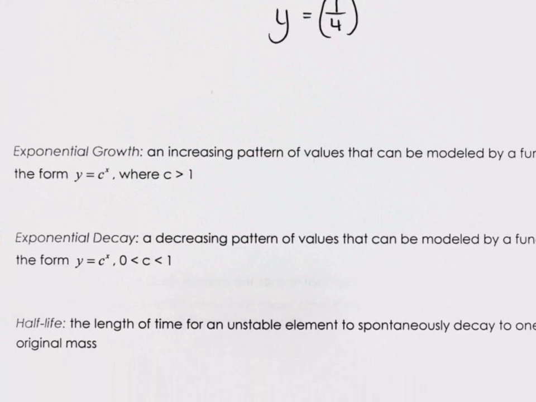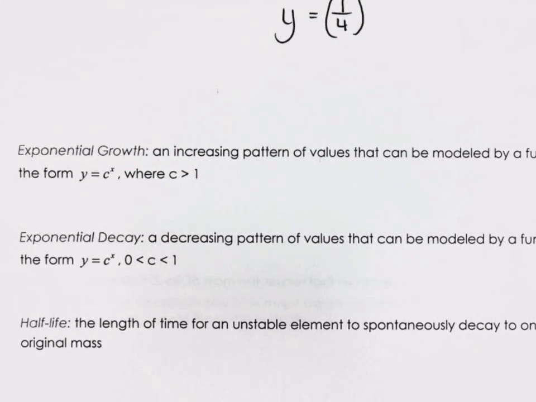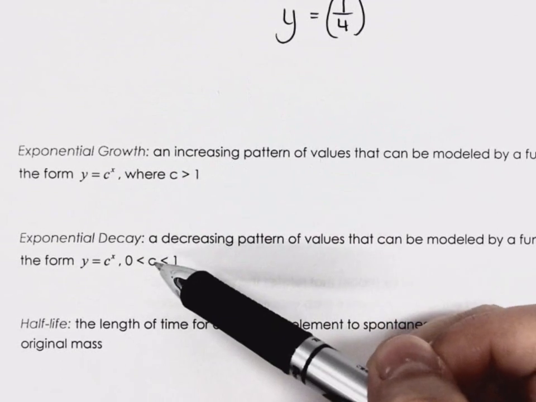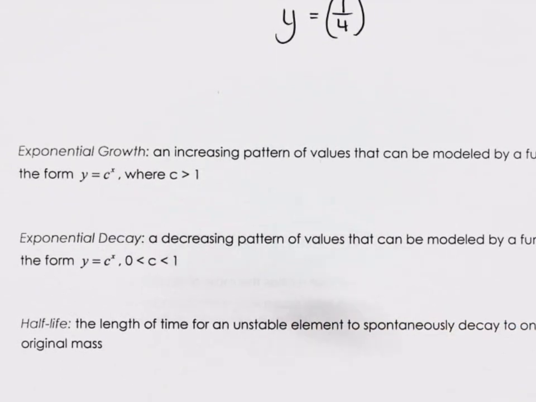Some language you're going to hear: exponential growth. It is an increasing function. So bacteria usually have exponential growth. That's a big problem. It grows really quickly, and it is an increasing function because c is greater than 1. If we're talking about exponential decay, these are exponential functions being used in other places, and these are some names, but they do just relate back to what we know.